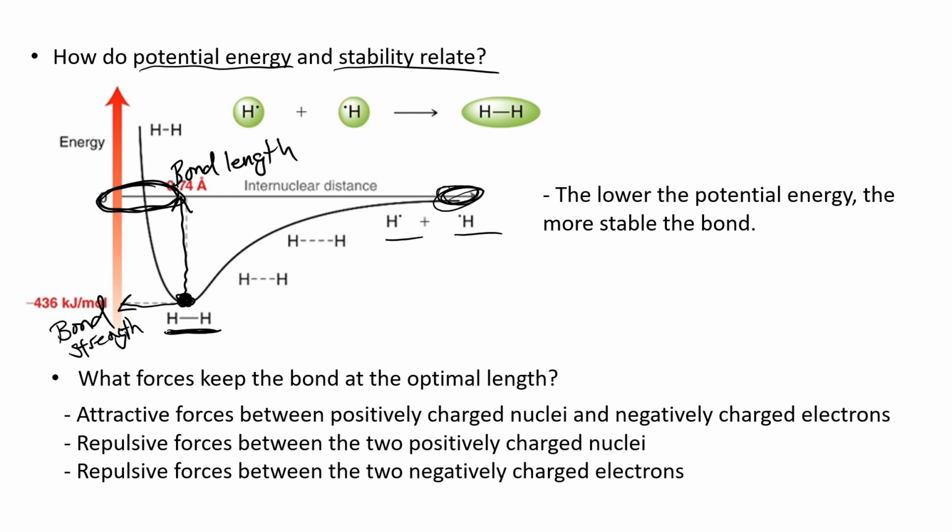You have two positive charges in the nuclei that are repelling each other. And then the negative charges of the electrons, when they're smushed too close together, also create a repulsive force.